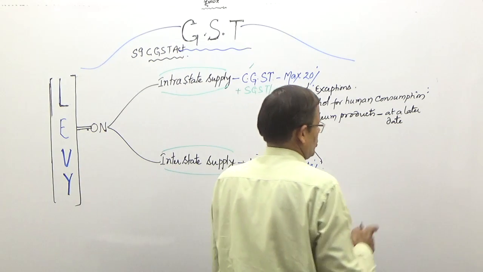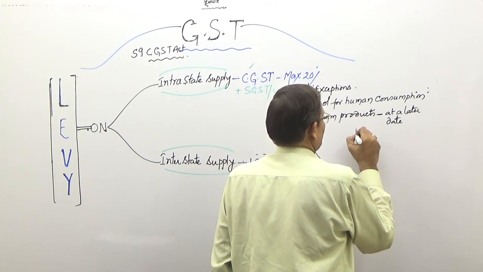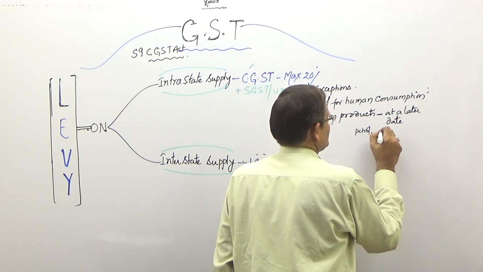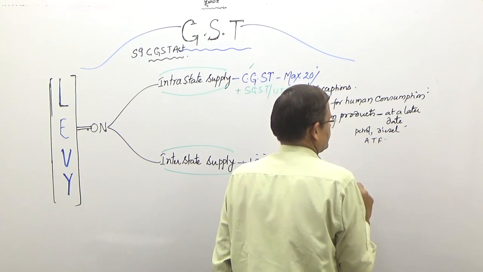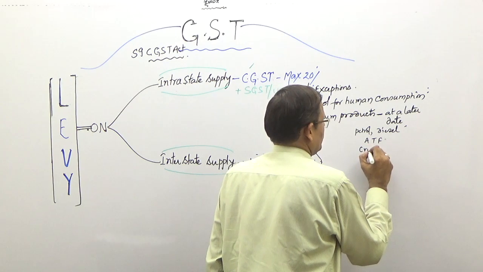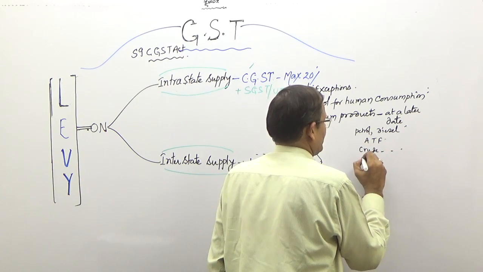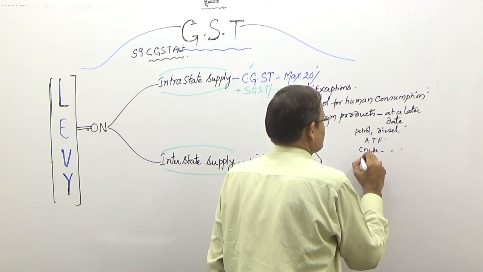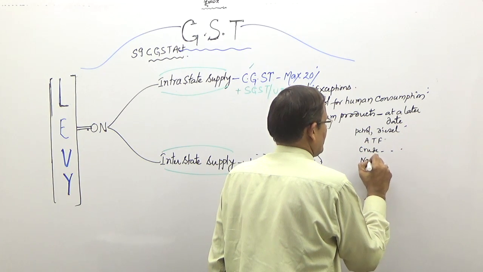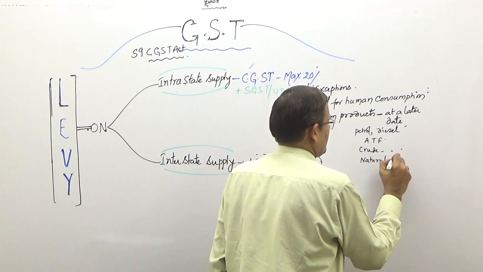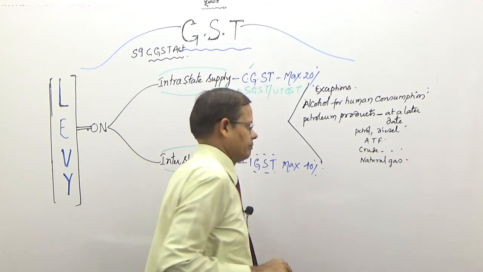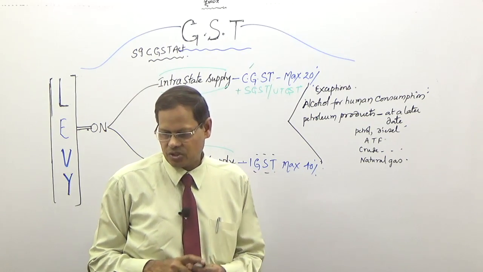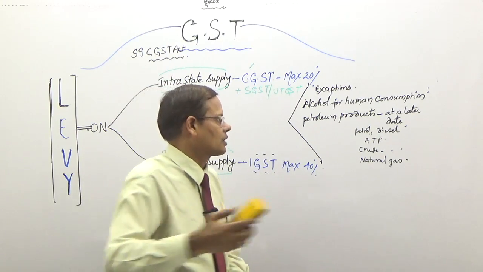What are the petroleum products? There are 5 products: petrol, diesel, aviation turbine fuel, crude petrol, and natural gas. One, two, three, four, 5. These are the products for which the GST Act is not applicable. So, these are the 2 exceptions.